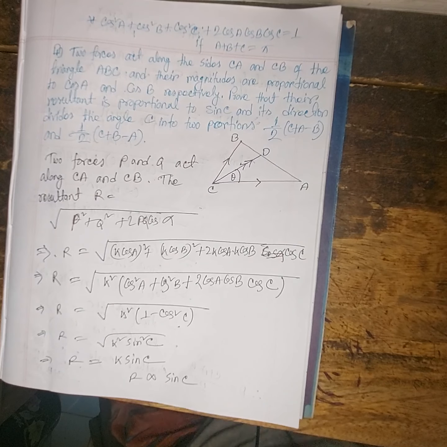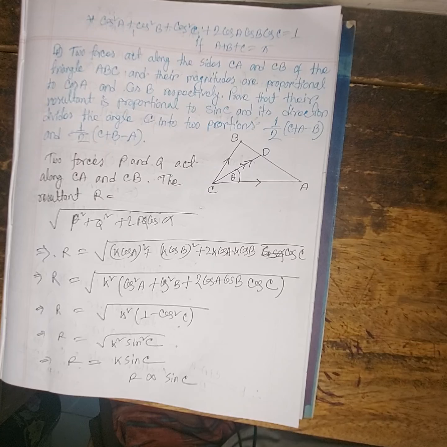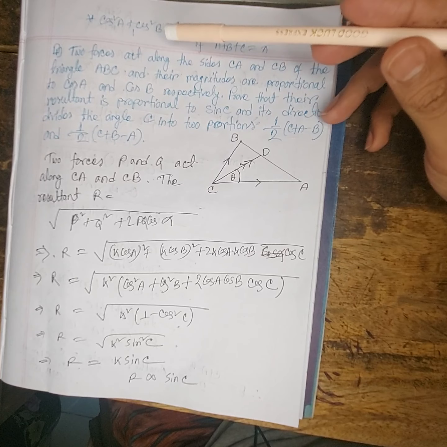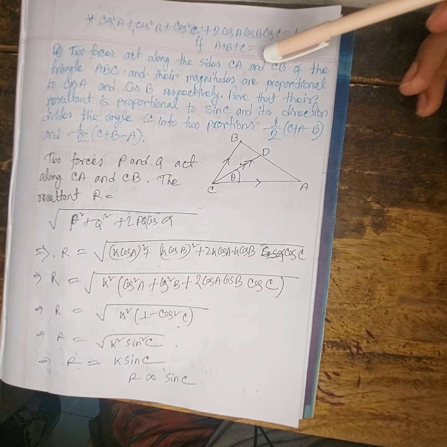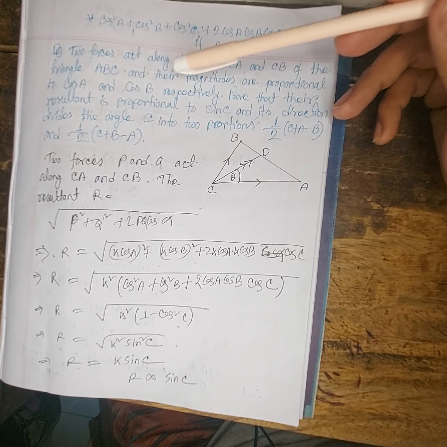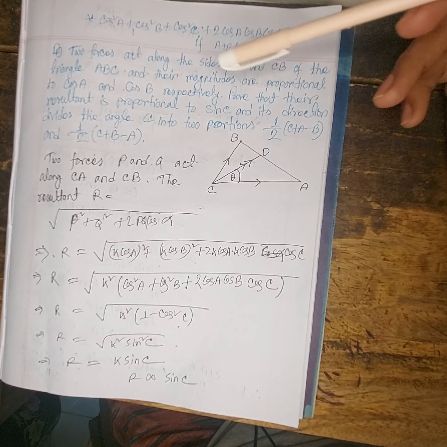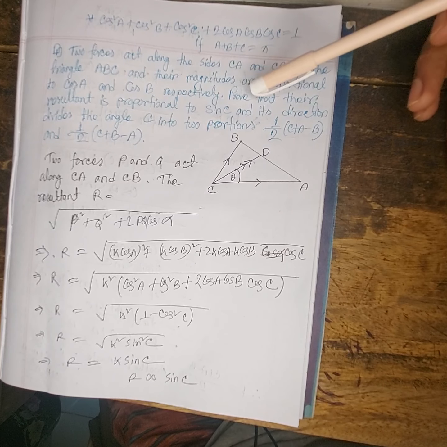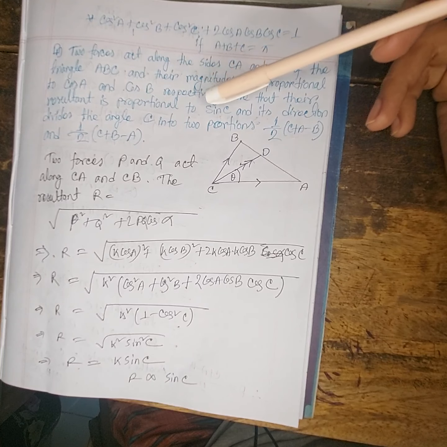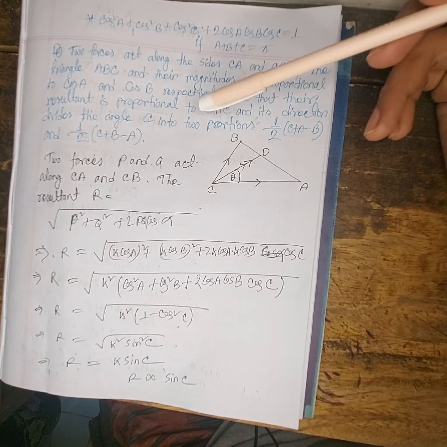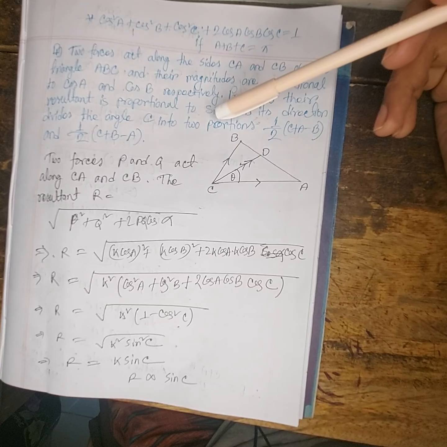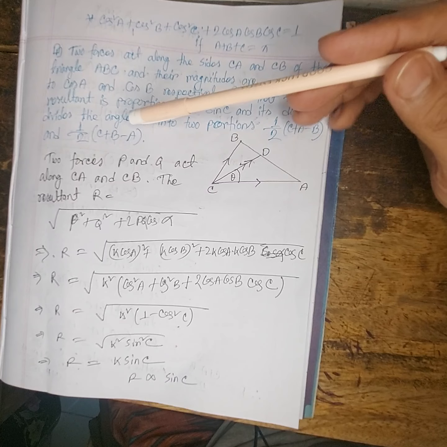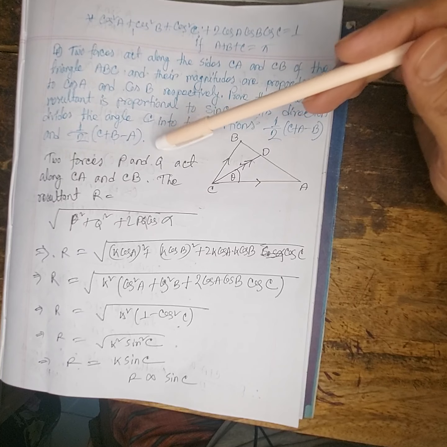Another problem. Here in this problem, two forces act along the sides CA and CB of the triangle ABC, and their magnitudes are proportional to cos A and cos B respectively. We have to prove that their resultant is proportional to sin C, and its direction divides the angle C into two portions, half C plus A minus B and half C plus B minus A.